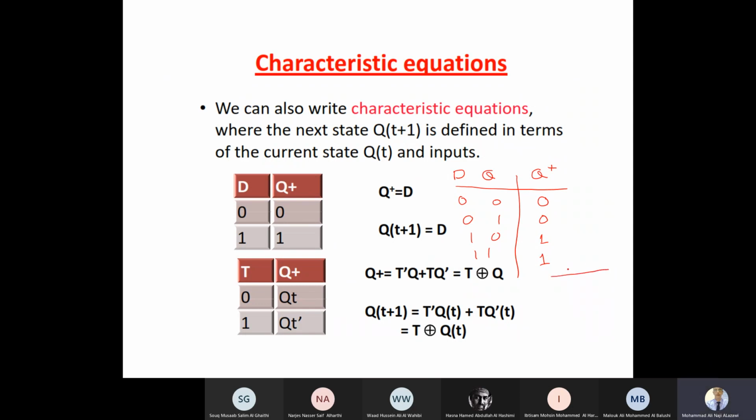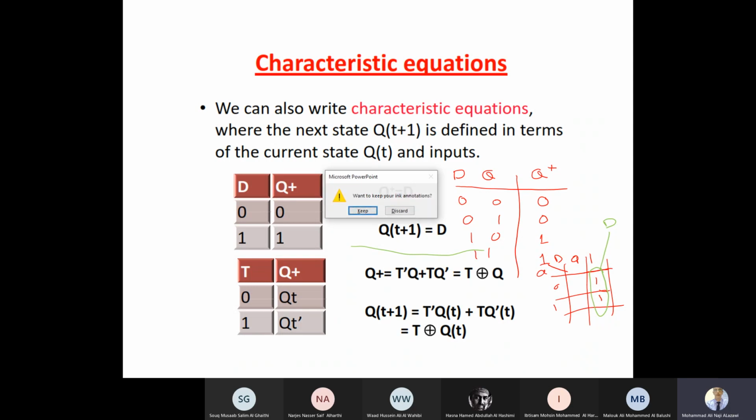Next, I can draw the K-map for D and Q. Of course, two cases only. So I have 1s in the cells where D is 1. Then next step, I take this group. Then this group is equal to D. Then Q plus is equal to D. Of course, Q plus means Q of T plus 1 equals D. So this is the characteristic equation and how to derive it from this. Now the T flip-flop, I'll derive it for you.